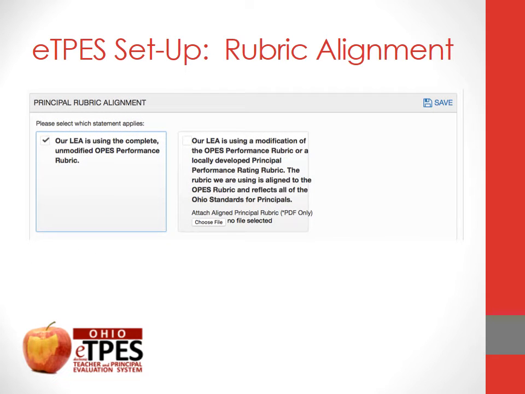In the eTPES setup, districts will need to indicate their use of rubric. Districts will need to choose if they will use the unmodified rubrics for teacher, principal, and school counselor evaluations. If the district has used a modified rubric in the past, they will have an available choice to continue to use the modified rubric that was aligned previously. If the district is choosing to use a newly modified rubric, they will need to complete the rubric alignment tool.